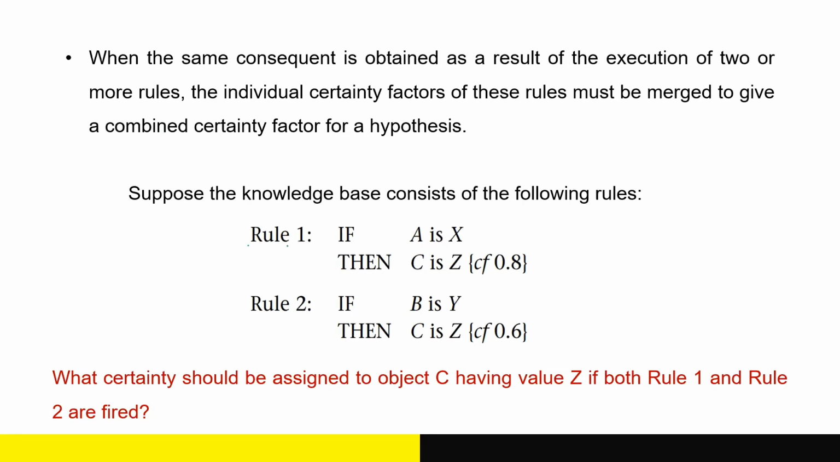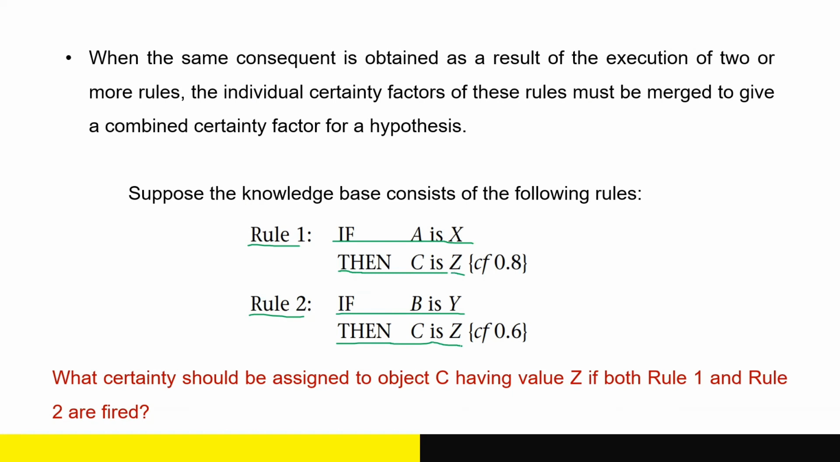So nakikita po natin na Rule 1 and Rule 2, so there are different evidences. Pero sa hypothesis po, nakikita po natin na then C is Z, and then sa Rule 2 naman po is C is Z. So sometimes two or even more rules can affect the same hypothesis. How does an expert system cope with this situation?